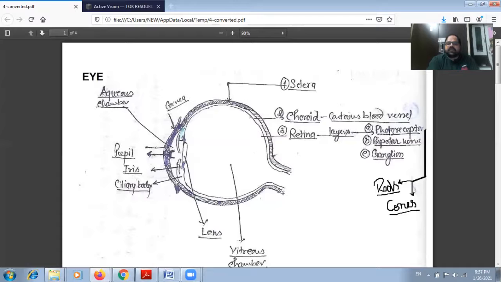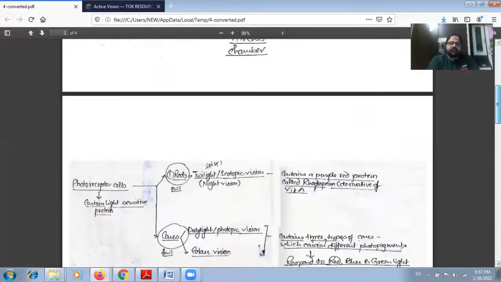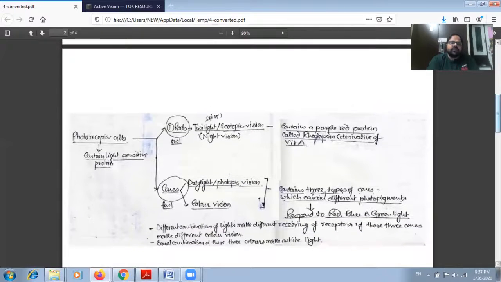And we can see here that the photoreceptors can be of two types. One is rod, and the second is cone. It means the photoreceptor is made up of rods and cones. Now we will move forward. In this slide we will discuss the photoreceptor cells.